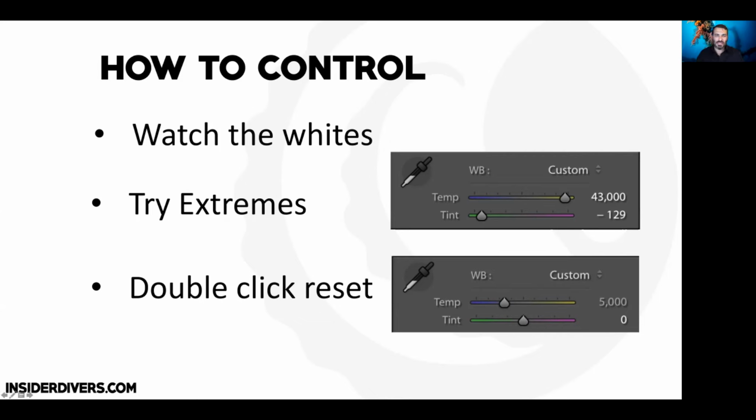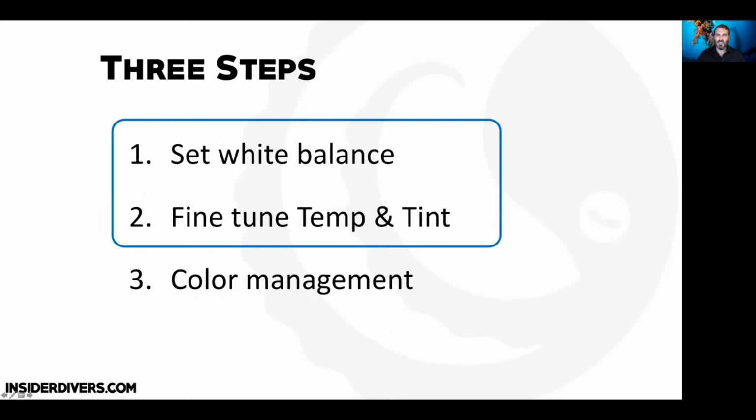If you don't really see what's happening, try the extremes. So just move the slider to one side or to the other side and just see what happens, right? And then you will already see which direction the picture has been taken. But if you want to go back to what the white balance picker had originally suggested, you just double click on either the word temp or tint or on this little controller. I'll show you in a moment how to do that, right? So these are the two first steps, and let's just do those on a couple of examples.